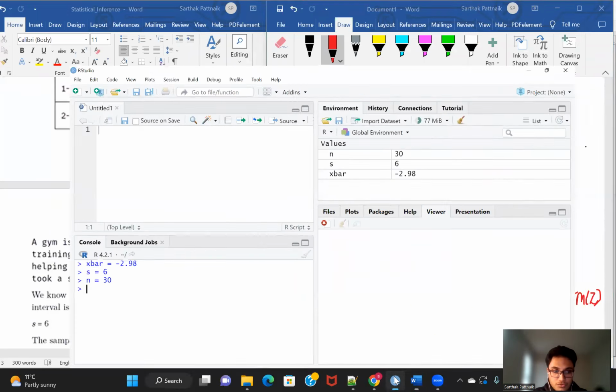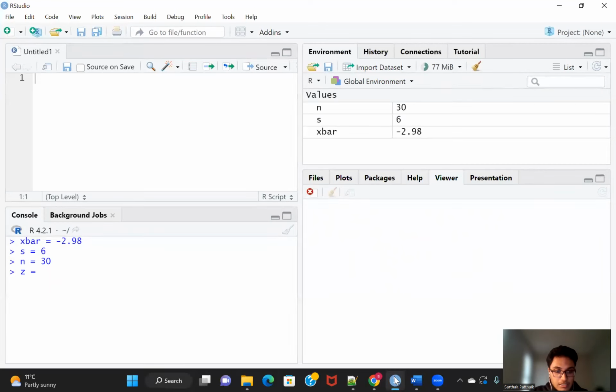Now we have to compute the z value as x bar minus my new value, which is 0, divided by s, divided by square root of n. Now we already got the z value or the test statistic as minus 2.7203.